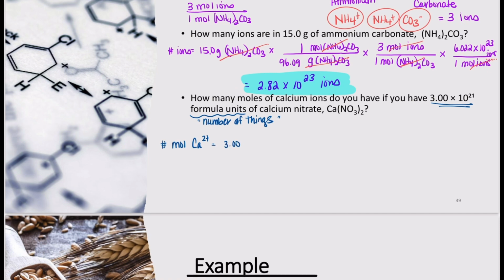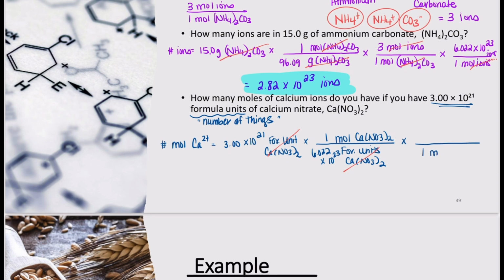It's in group 2, so it's going to be a +2 charge. And I am starting with 3.00 times 10 to the 21st formula units of calcium nitrate. I want to cancel those formula units of calcium nitrate. And I know 6.022 times 10 to the 23rd of those would be 1 mole of calcium nitrate. Cancels out my formula units. I'm now in moles of calcium nitrate.